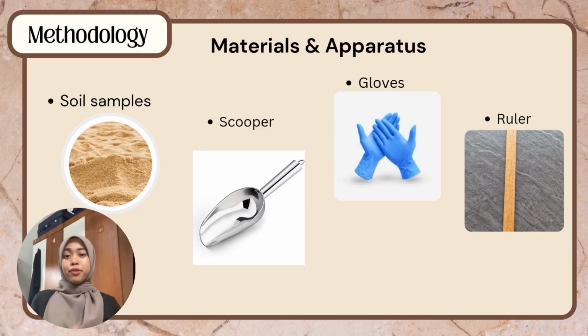Next, we move to the material and apparatus. The first, soil sample. The soil sample chosen by us in this project is sand. The second is a scooper. The scooper is used to take the soil sample to be studied because the scooper is perfect for soil sampling. And the third, gloves. Gloves are used to avoid dirtying the hands. And the last one, ruler. Ruler or other tools can be used to flatten the conical pile and cut the same sections.